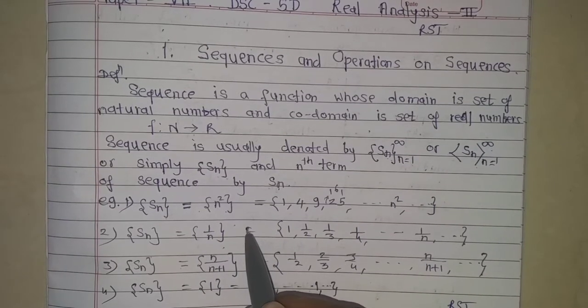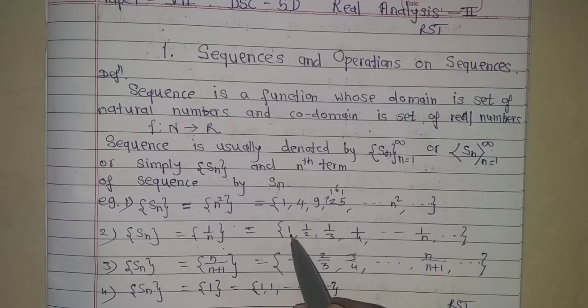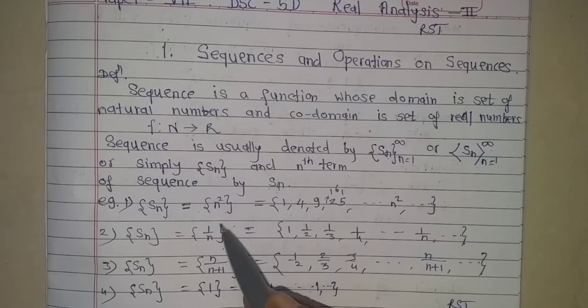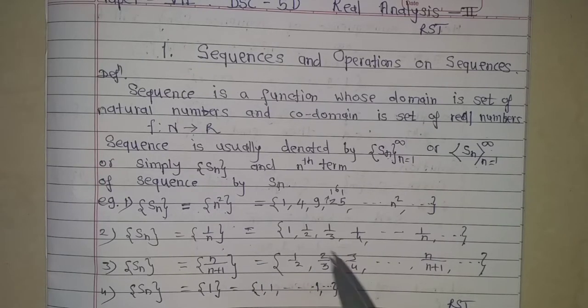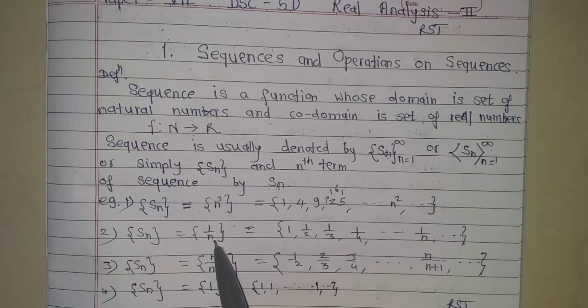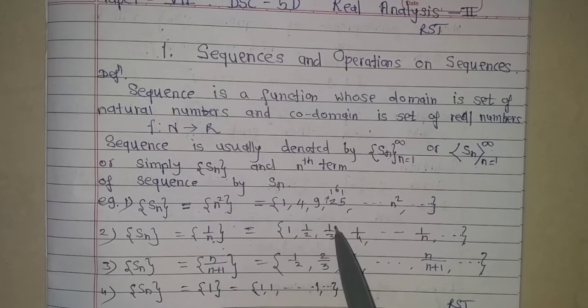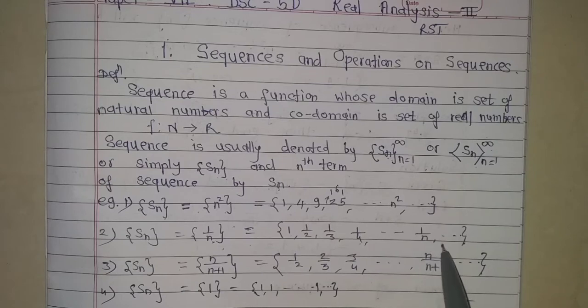Consider next example, sequence Sn equal to sequence 1 upon n. When n is equal to 1, we get 1 upon 1, that is 1. When n is equal to 2, we get 1 upon 2. When n is equal to 3, we get 1 upon 3. When n is equal to 4, we get 1 upon 4. Dash dash dash 1 upon n dash dash dash, bracket complete.